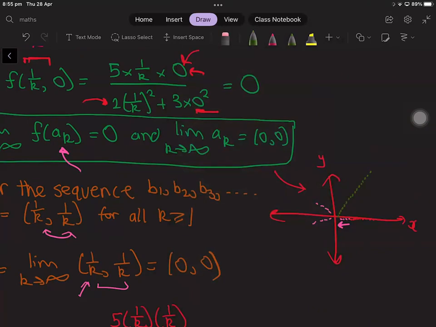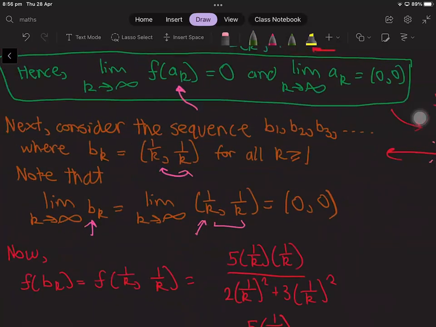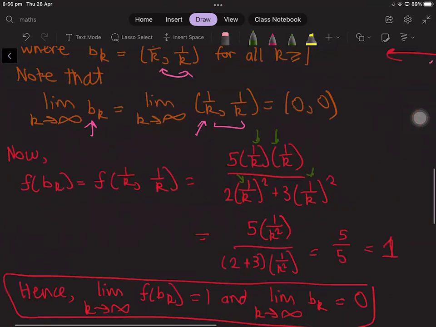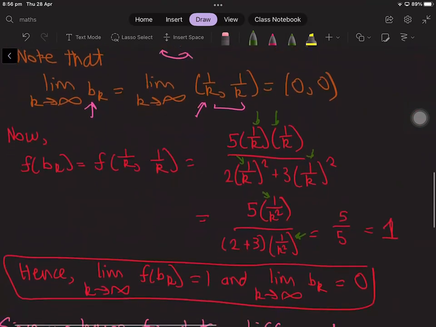And again, we'll look at what happens to the function f. If we look at f of bk, this is f of 1 over k, 1 over k, and we substitute all the 1 over k's like this. Eventually we'll see we have 1 over k squareds, which cancel out to give us 5 over 5, which is equal to 1. What this means is that f of bk is always equal to 1, so it's also going to limit to 1 because it's always 1.